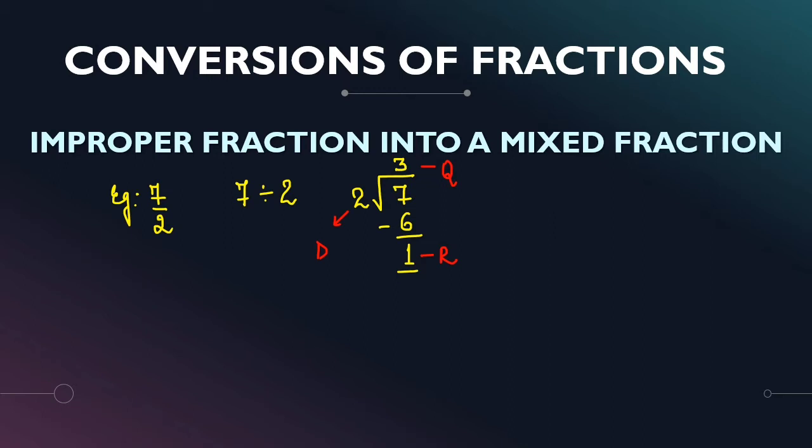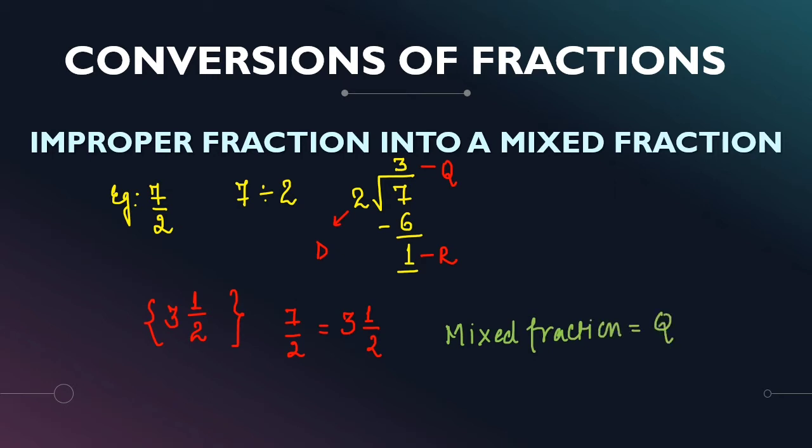Now to write it in mixed fraction, we will write quotient, that is 3, as a whole number, remainder, that is 1, as the numerator, and divisor, that is 2, as the denominator. So, 7 upon 2 can be written as 3 whole 1 upon 2 in a mixed fraction. So, whenever we convert an improper fraction into a mixed fraction, we write quotient as a whole number, remainder as the numerator and divisor as the denominator.